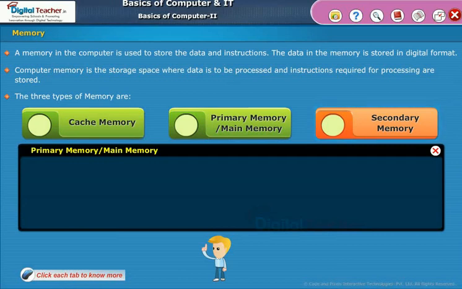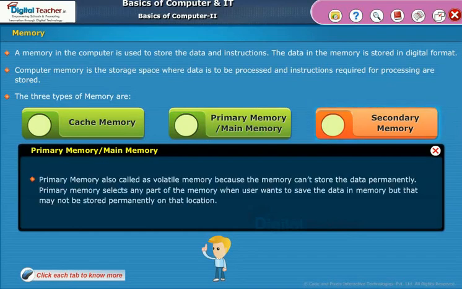Primary memory or main memory. Primary memory is also called volatile memory, because the memory can't store the data permanently. Primary memory selects any part of the memory when the user wants to save the data in memory, but that may not be stored permanently on that location.